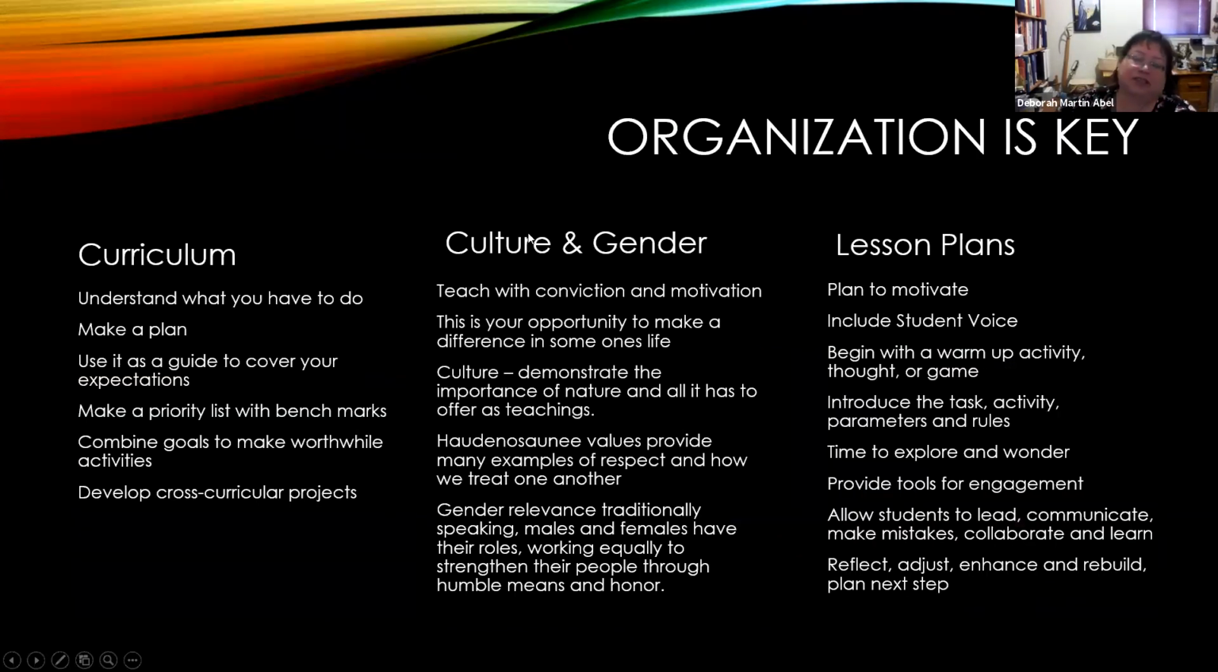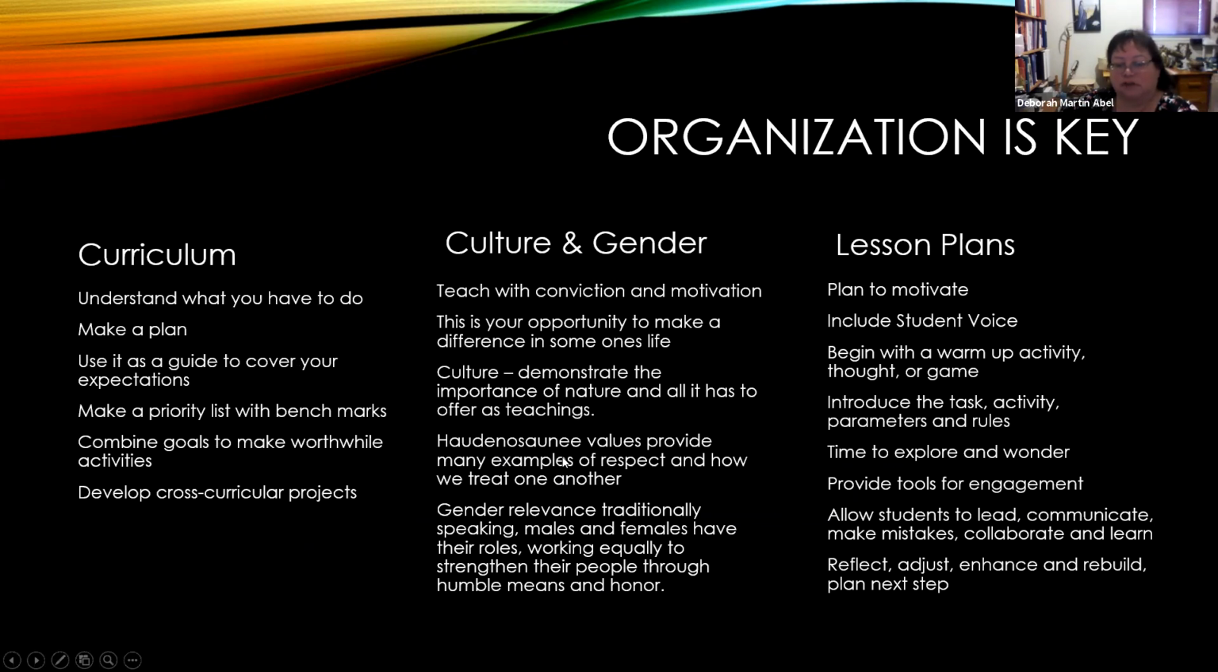So organization is key. The curriculum, to understand it, make a plan and cover most of your expectations. And you can cover them all if you combine them into a project and get a lot of marks from there. Culture and gender.